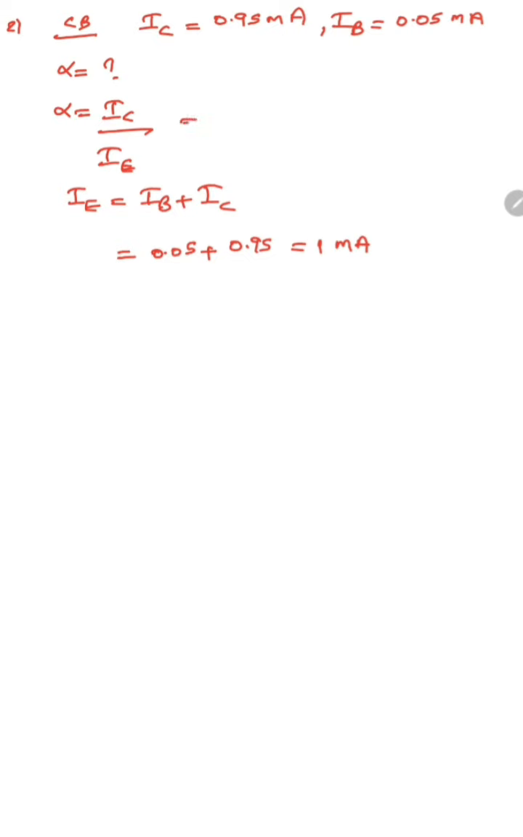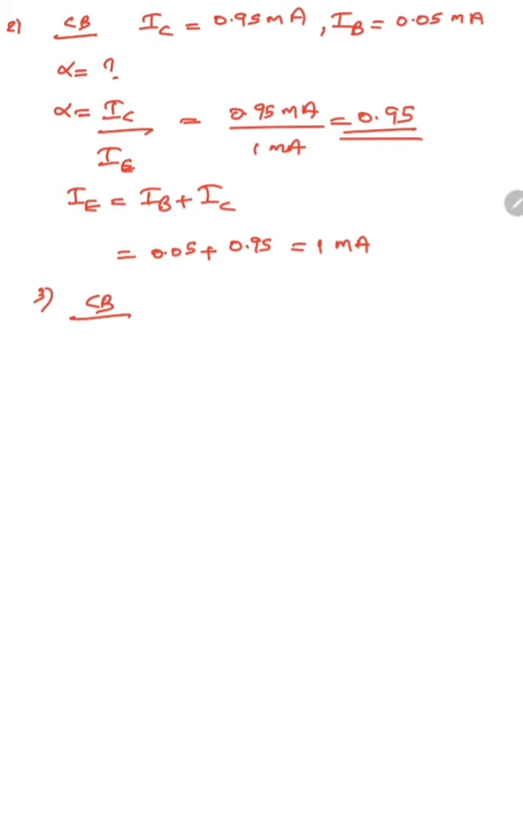So alpha is equal to IC, 0.95 milliampere, divided by 1 milliampere. That is 0.95. There is no unit for alpha. And you can also see the value of alpha, 0.95, is less than 1. So, we already said that alpha is always less than unity. Now, next question, the third question.